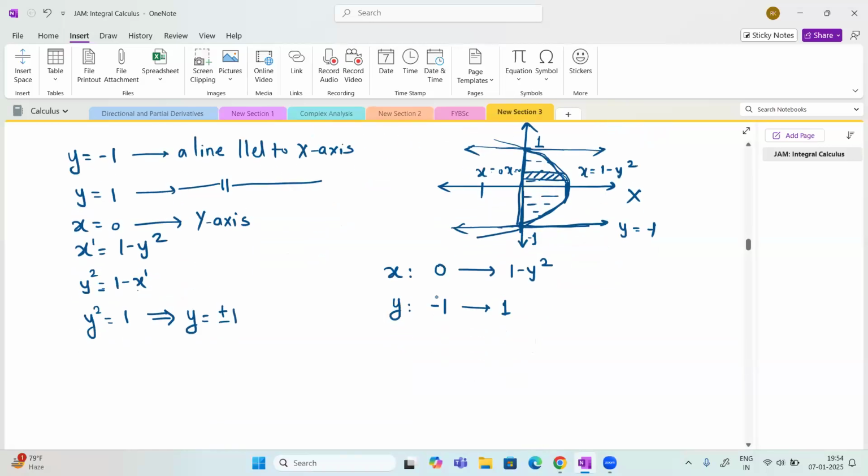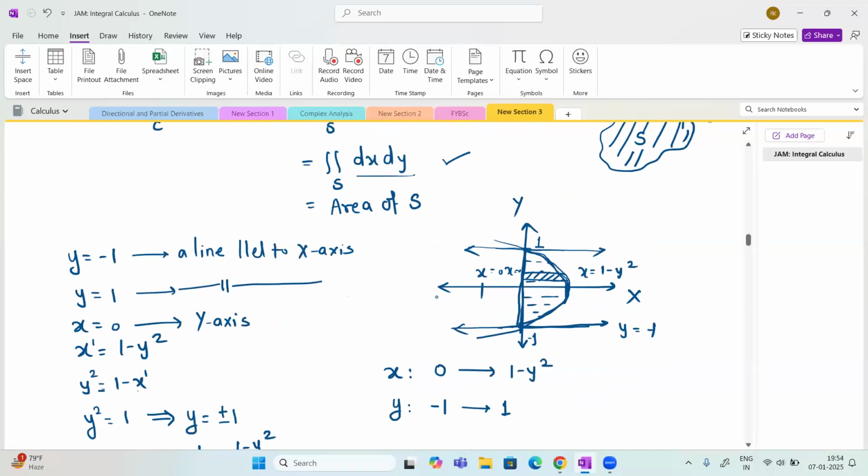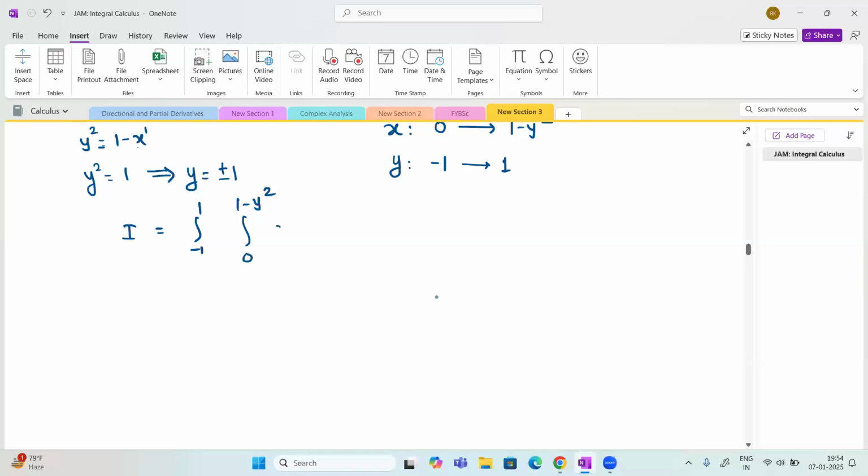Okay, so let us finish this problem. I is equal to the integral from minus 1 to 1, the integral from 0 to 1 minus y square, and there was no function, just we had dx dy. So we can easily solve. Can anyone tell me the integration, other than these 2-3 students who are answering my questions? Everyone should say something. What will be the integration of dx? Now the problem is quite easy.